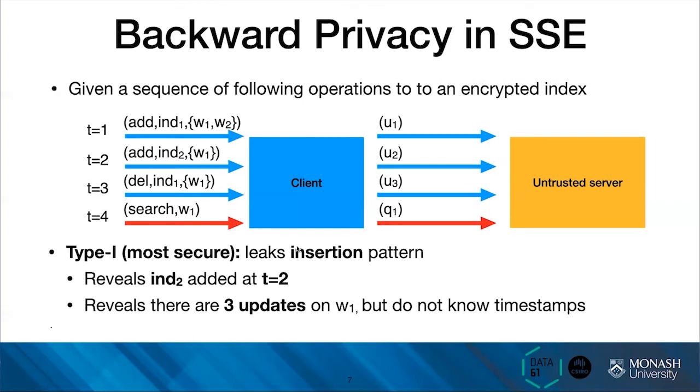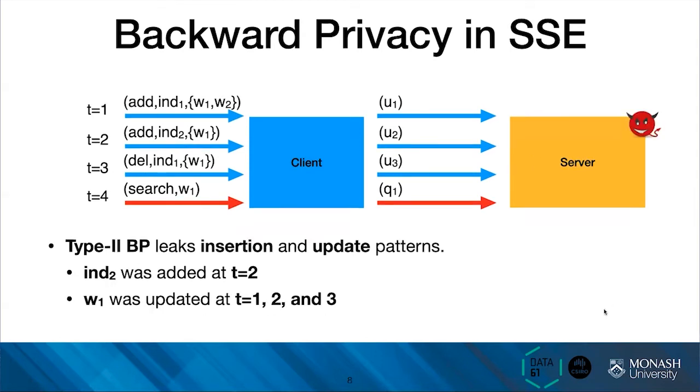So Type 1 is the most strict. It only reveals the currently matching documents of the keyword search, and that is the ID2 that was added at time T2. In addition, it also reveals there are 3 updates on the keyword W1, but it doesn't reveal the timestamps to the untrusted server during the search. Type 2 additionally leaks the timestamps. That is, the keyword W1 was updated at times T1, T2, and T3 before the search.